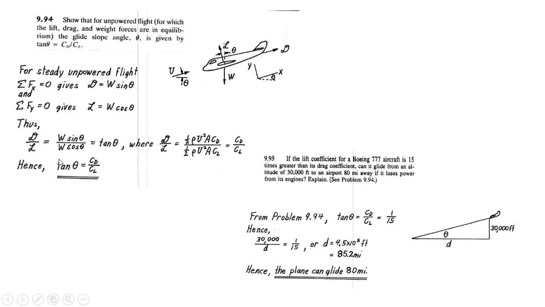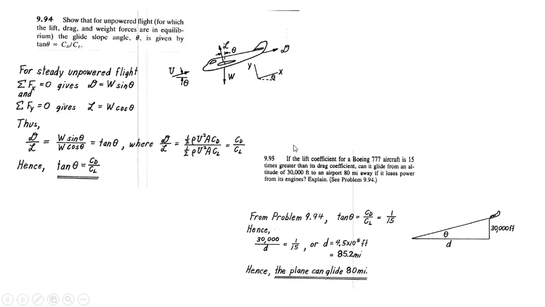This is a very important relation when you have a glide slope angle: tan theta is equal to CD upon CL. Keep this in mind, and we will see another problem, which is 9.95. Now by using this relation, let's see how useful it can be.